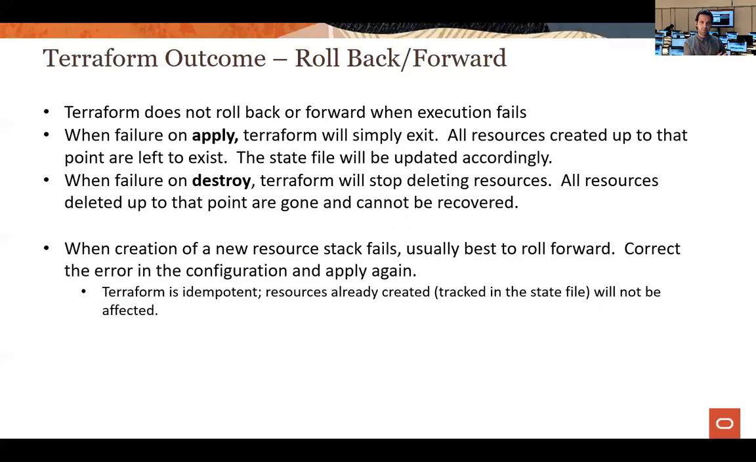So go fix the code, figure out what was broken, and apply again. Anything that already exists, as documented in the state file, will be left alone, right? It's idempotent in that regard. Anything that had not yet been created will simply be provisioned, and essentially we roll forward once we resolve the issue. So we've got a couple of options. It really depends upon the environment. If it's brand new, first time we're provisioning, maybe a rollback is in order. But if it's an existing environment, we're simply modifying. We really don't want to destroy everything and have to start over. It's probably better in that case to fix the code and simply roll forward.